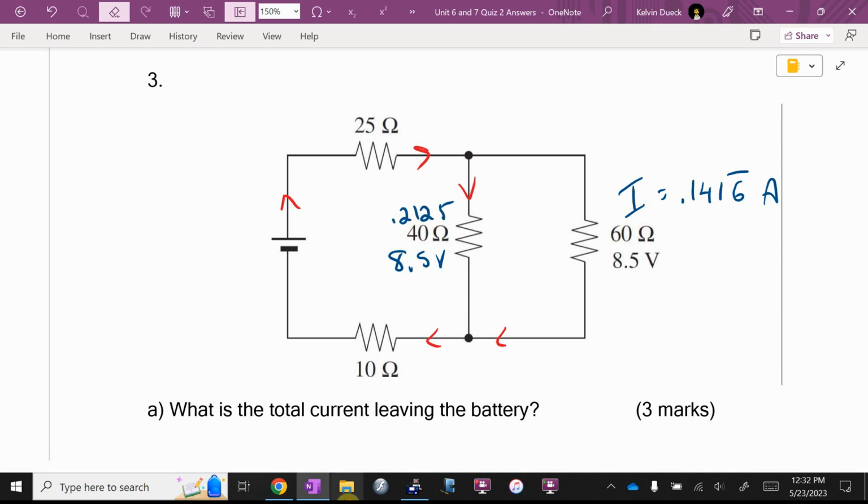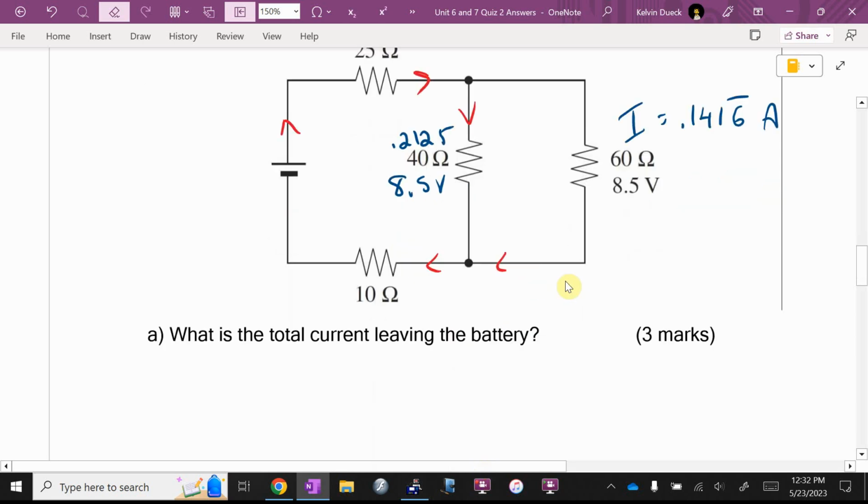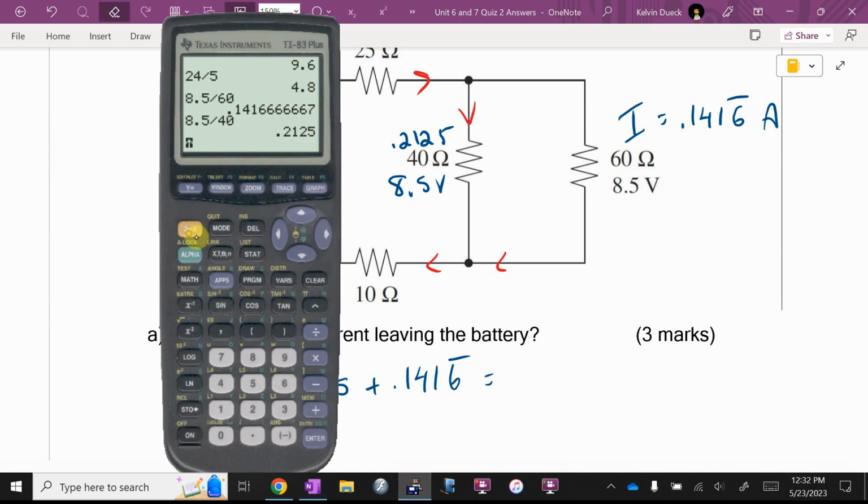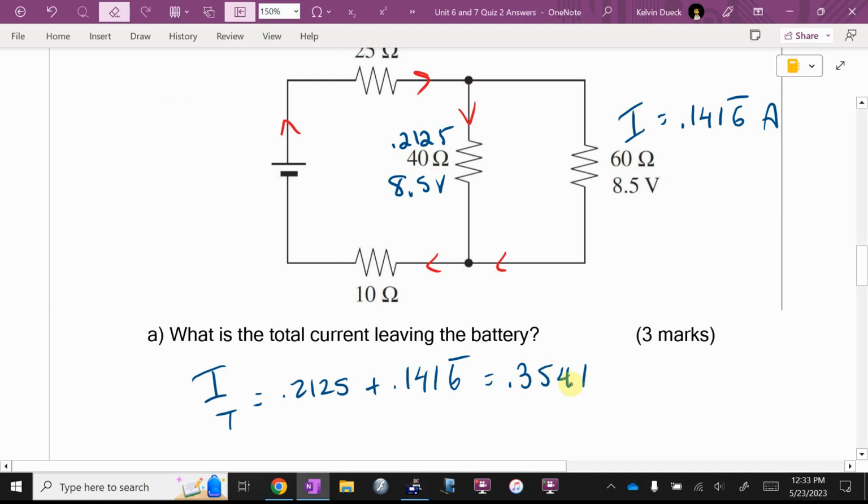And now I can tell you the total current. The total current is going to be 0.2125 and 0.1416 repeating. I brought this on my calculator plus 0.2125 and I get 0.354 repeating, so 0.354 amps. I'm keeping that longer number with the suspicion that I'm going to be using it.